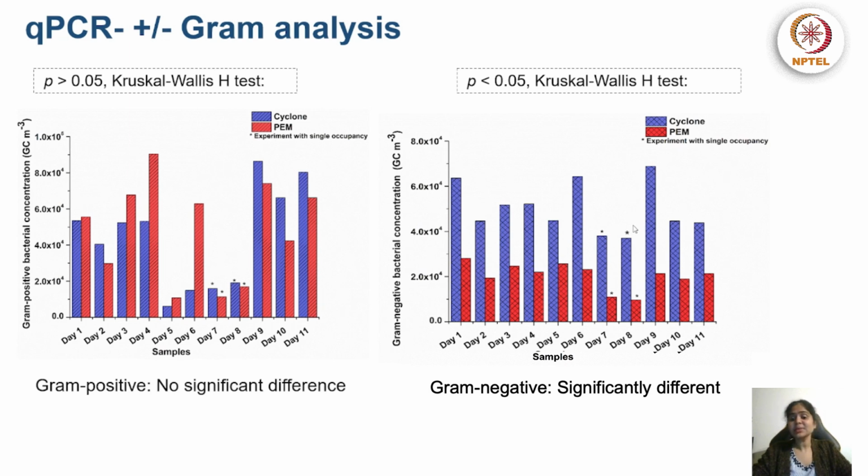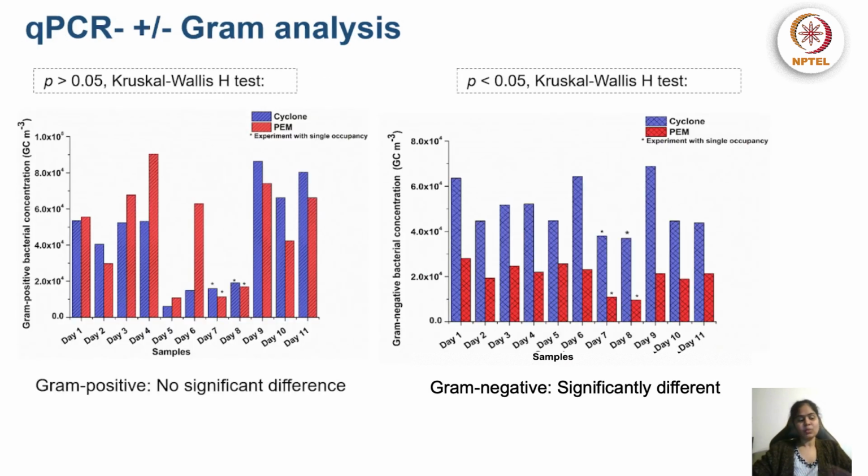So the conclusion from here is that when we want to quantify gram negative bacteria, the cyclone sampler would be a better option than the PEM sampler, because it has a better efficiency for gram negative bacteria. The reason could be, as I mentioned earlier, that compared to gram positive bacteria, gram negative bacteria have a thin cell wall, so they are vulnerable to desiccation. Since it's a dry sampler, that could be a reason that we have lower concentration in the PEM sampler.